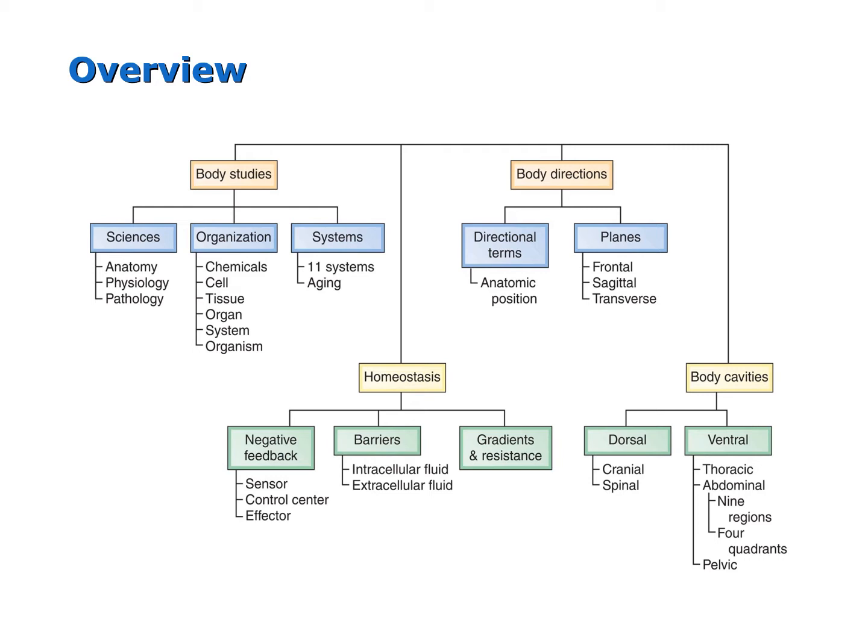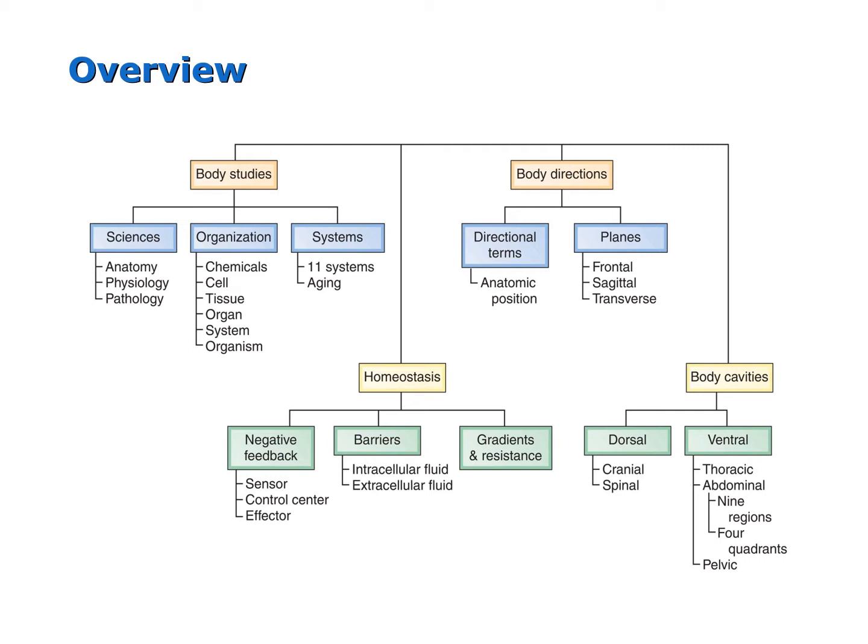We will look into body studies. We'll discuss what the sciences that relate to the body studies are, including anatomy, physiology, and pathology, and we'll define all these terms. We'll look into the organization of the human body, starting with the chemicals, and how this develops into more and more well-structured elements, ending up with an organism. And we'll discuss the systems. We have in our body 11 systems, and we'll look into a very interesting concept, which is the aging.